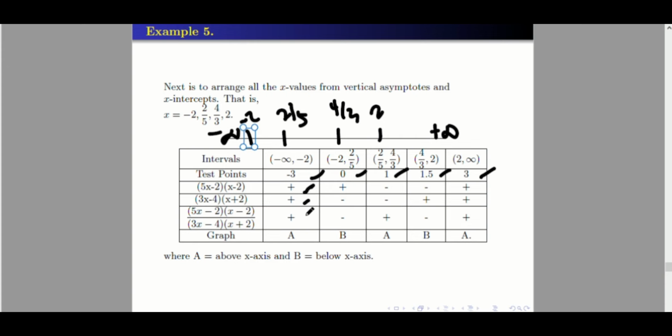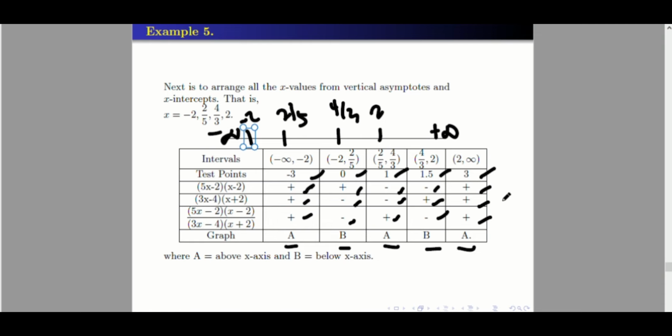Positive divided by positive is positive. Positive divided by negative is negative. Negative divided by negative is positive. Negative divided by positive is negative. And positive divided by positive is positive. So we have now the above, below, above, below, above.